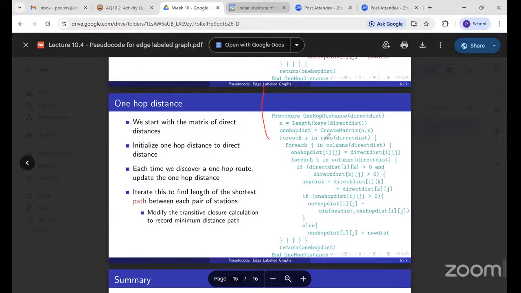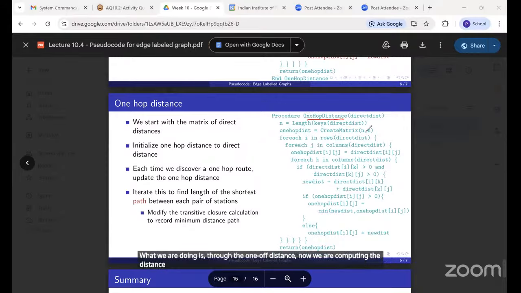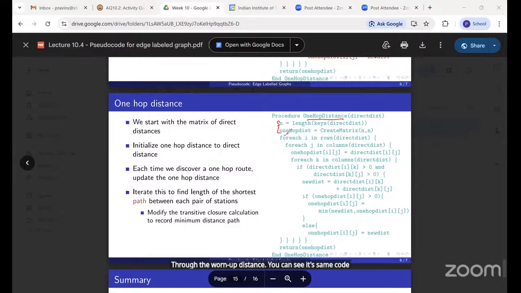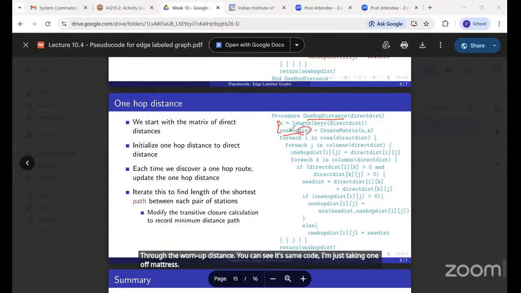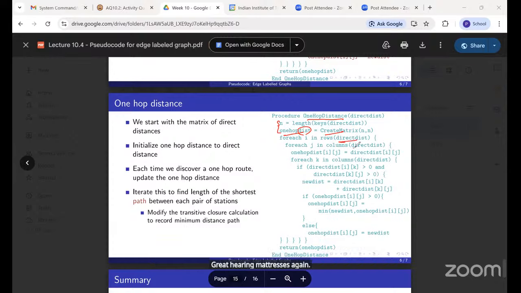So here what we are doing is computing the distance matrices through the one-off distance. You can see it's the same code. I'm just taking one-off distance matrices instead of one-off. I'm creating matrices again, iterating through the direct list. So direct distance will have, instead of zeros and ones, the numbers. And in order to initialize one-off distance matrices, I'm just taking a copy of direct distance matrices.